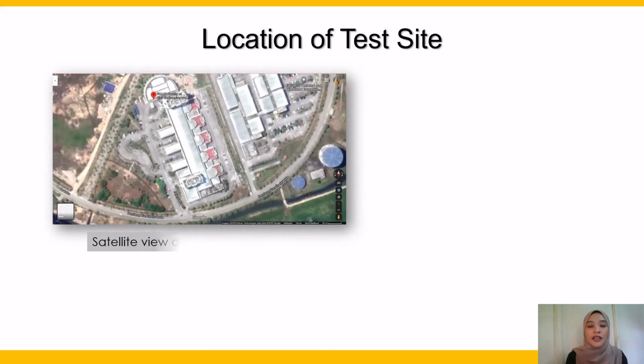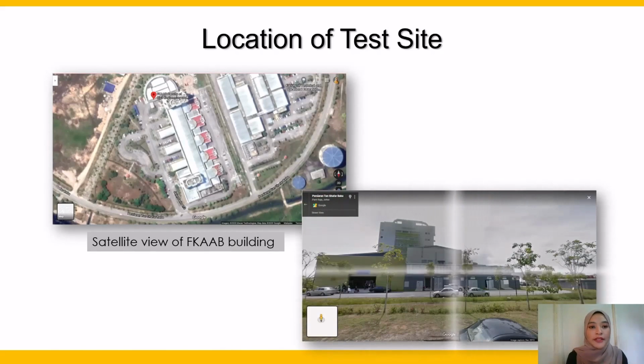Next is the location of the test site, which is where the dry-type transformer is located. It is located near the FCAT building, in the PE23 block M2.